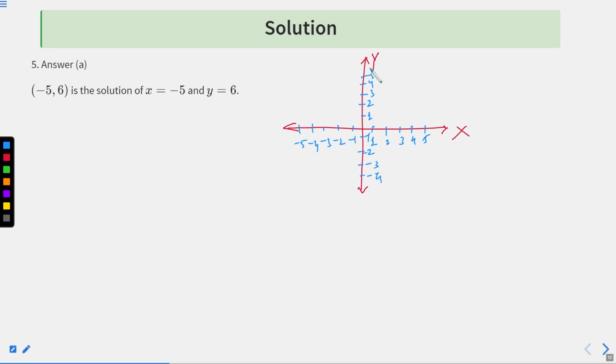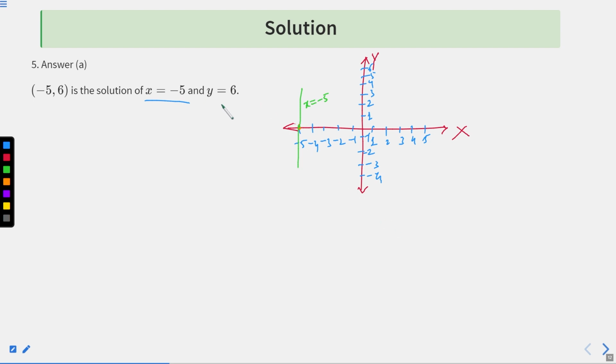So x is equal to minus 5 will be here. So this is our x is equal to minus 5 point. And x is equal to minus 5, this line represented by this graph. So this is the graph of the equation x is equal to minus 5. This is parallel to the y axis.